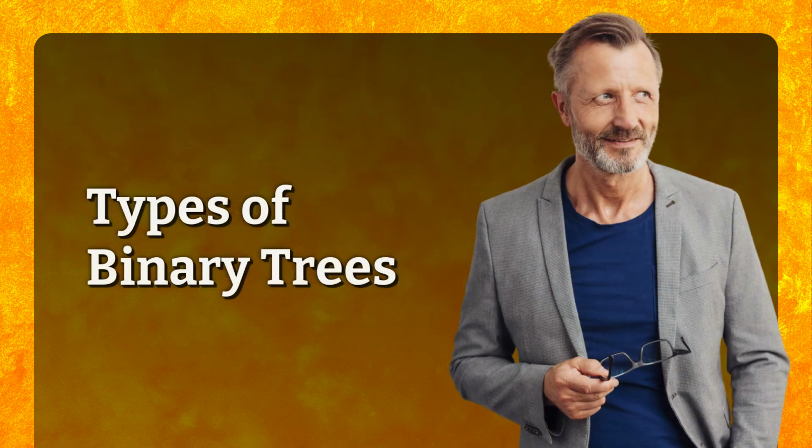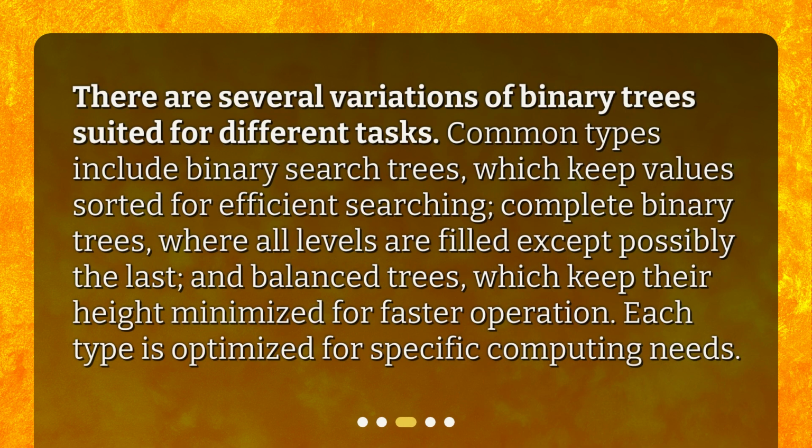Types of binary trees. There are several variations of binary trees suited for different tasks. Common types include binary search trees, which keep values sorted for efficient searching, complete binary trees, where all levels are filled except possibly the last, and balanced trees, which keep their height minimized for faster operation. Each type is optimized for specific computing needs.